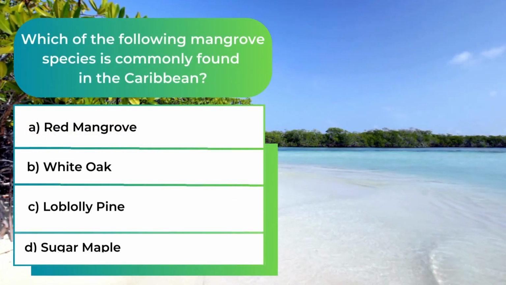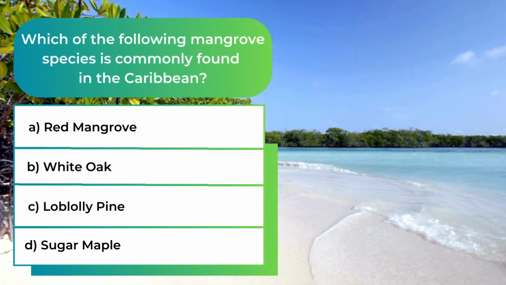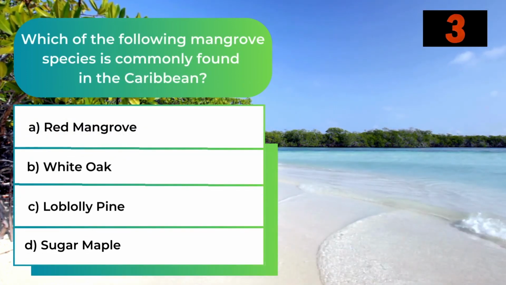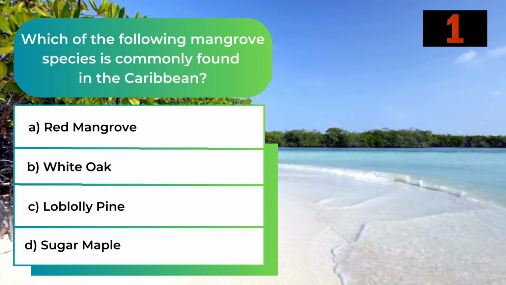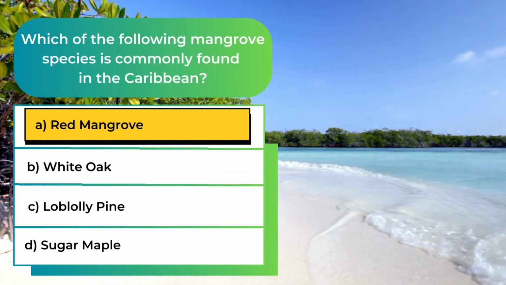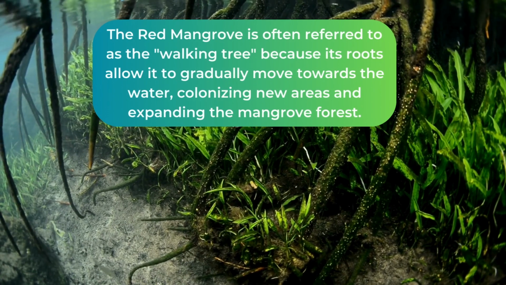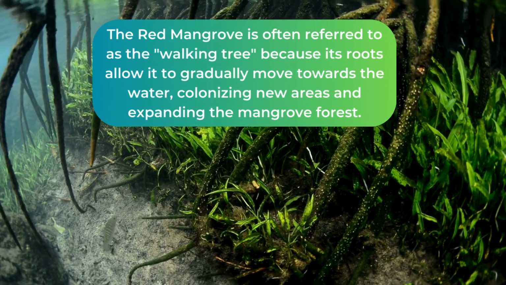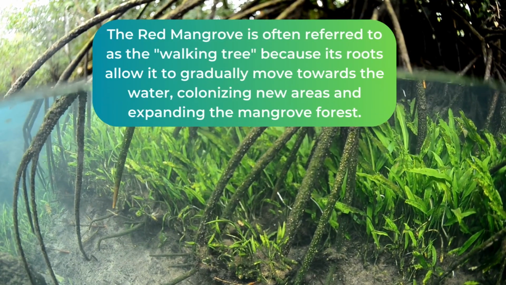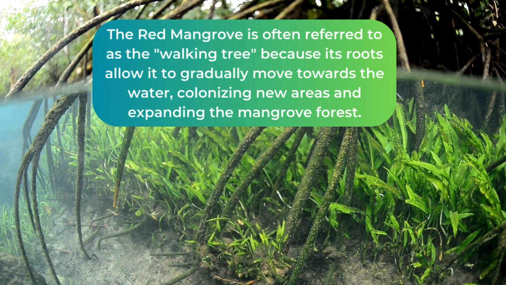Which of the following mangrove species is commonly found in the Caribbean? The answer is A. Red mangrove. The red mangrove is often referred to as the walking tree because its roots allow it to gradually move towards the water, colonizing new areas and expanding the mangrove forest.